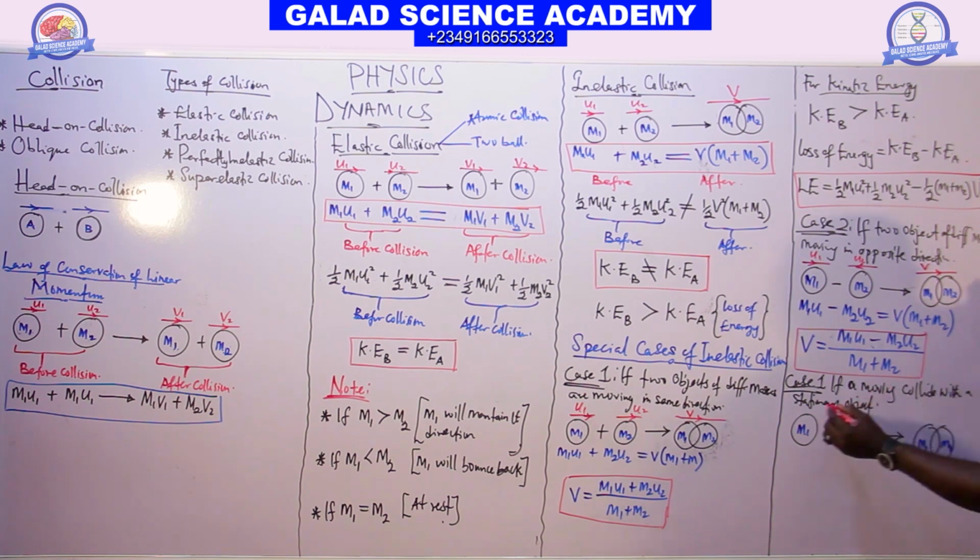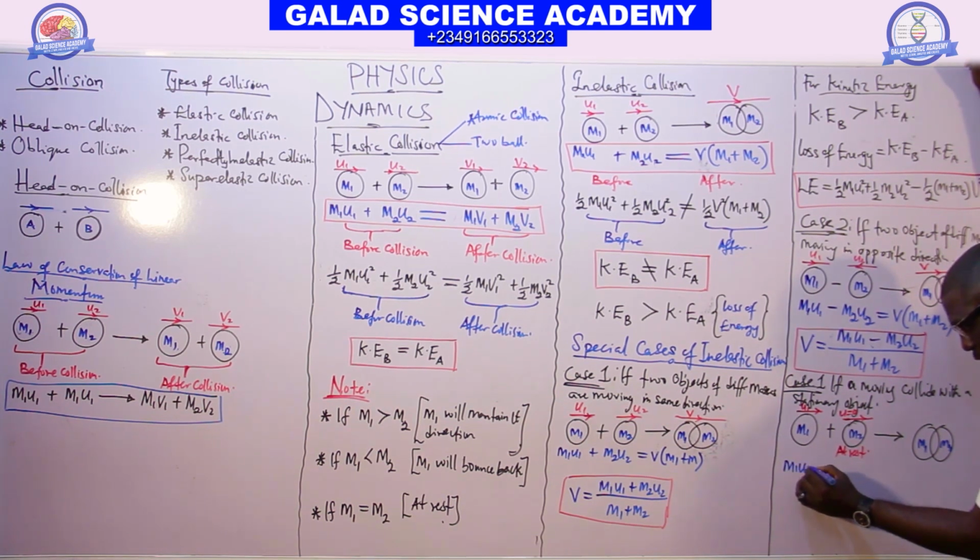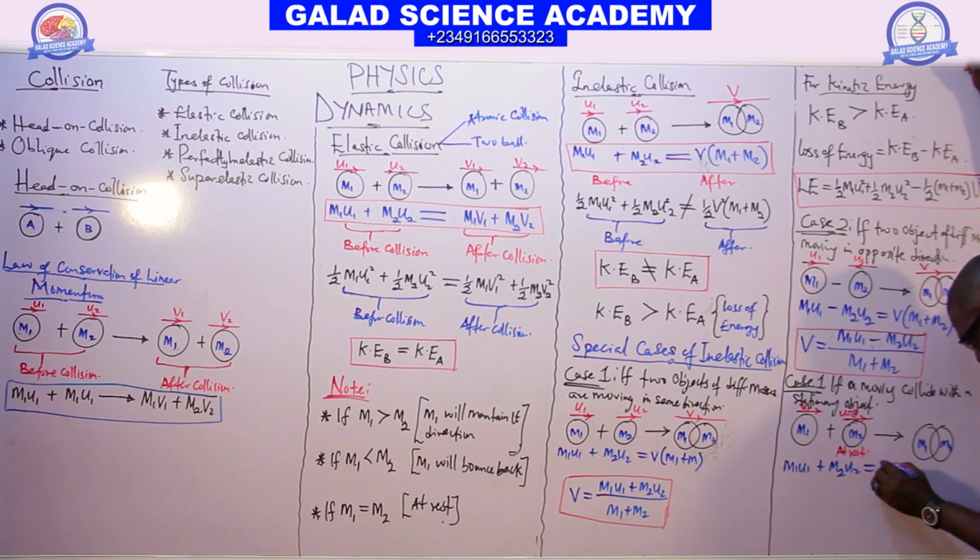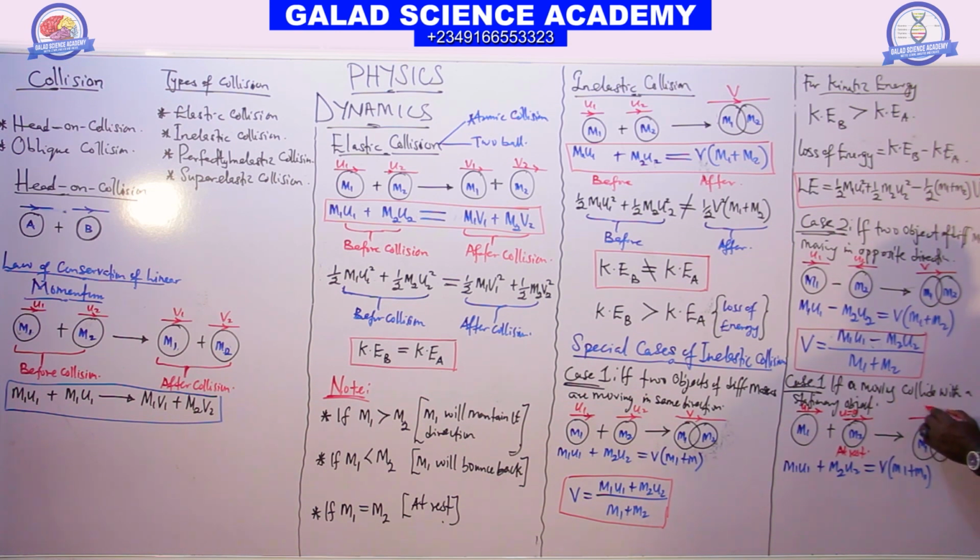Note that this is U1. Here, U2 will be equal to 0, because this body is at rest. It's not moving. So you will now have M1 U1 plus M2 U2 to give us V into (M1 plus M2). This is the V, velocity.